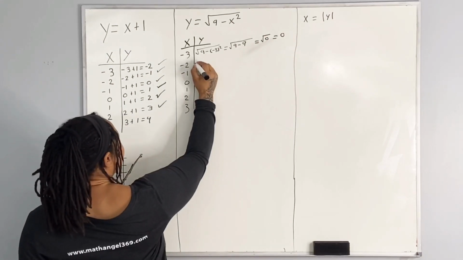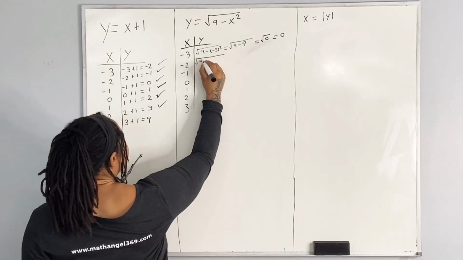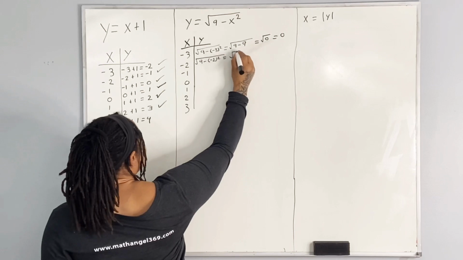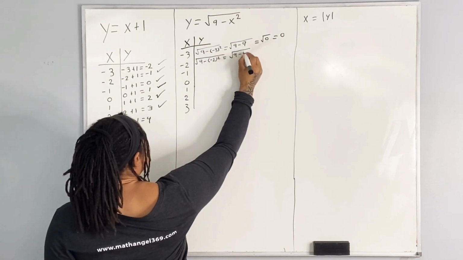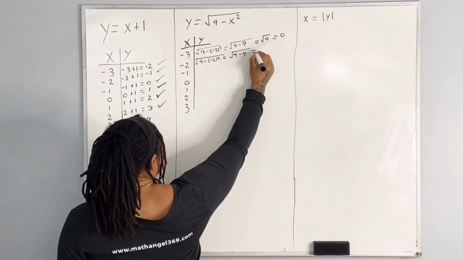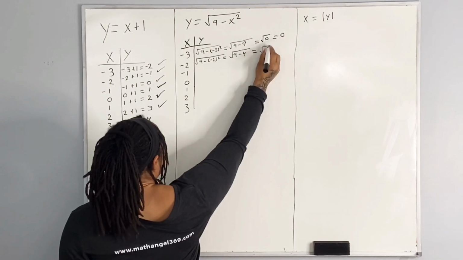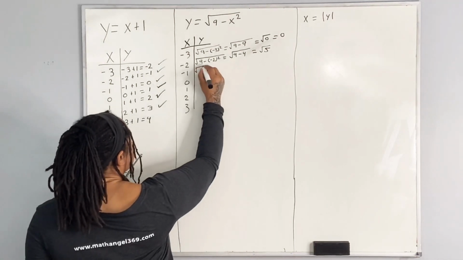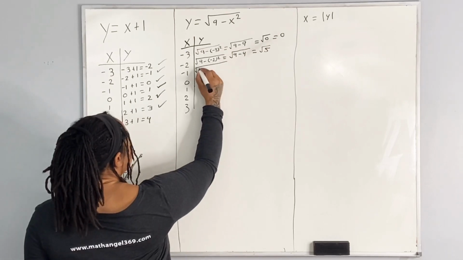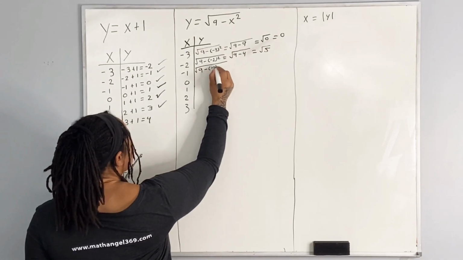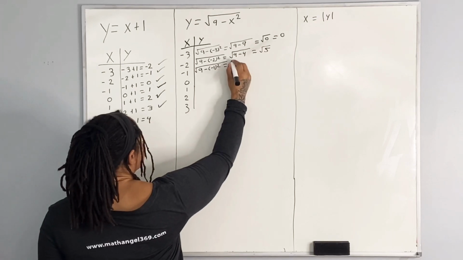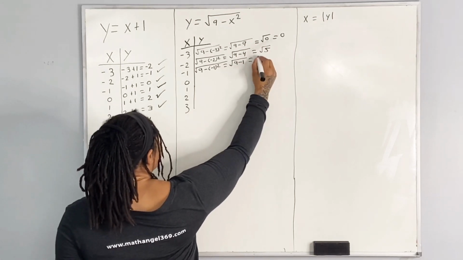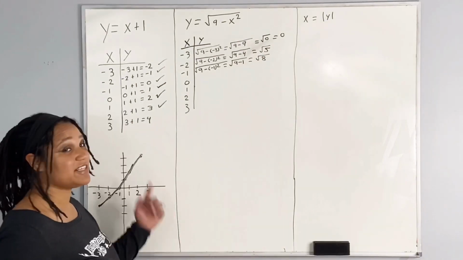Now let's plug in -2. We get the square root of 9 minus -2 squared, which is equal to the square root of 9 minus 4, which is equal to the square root of 5. So let's plug in our -1. We get the square root of 9 minus -1 squared, which is equal to the square root of 9 minus 1, which is equal to the square root of 8. Now let's plug in 0.